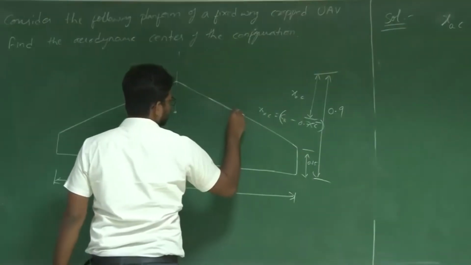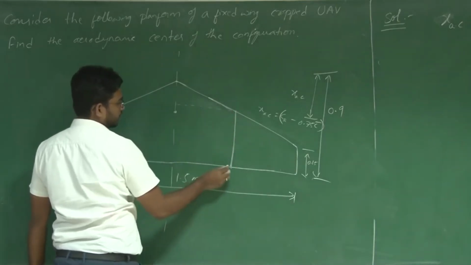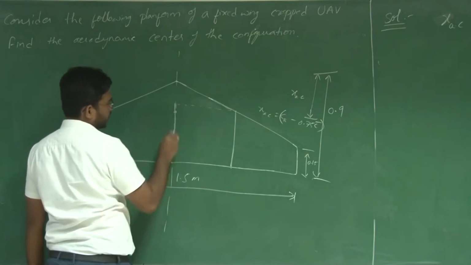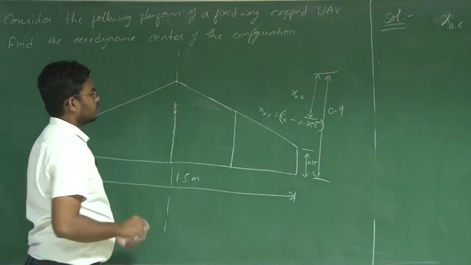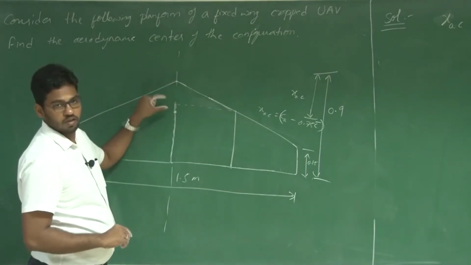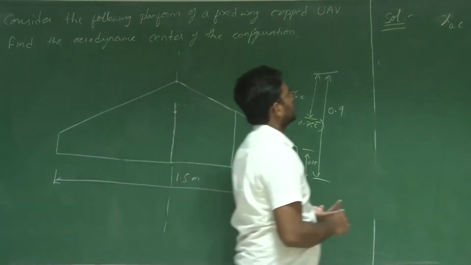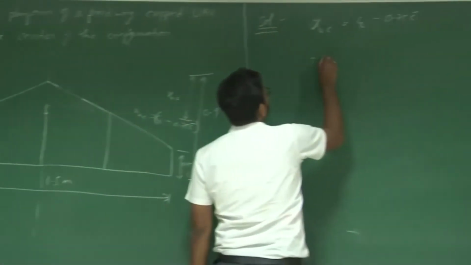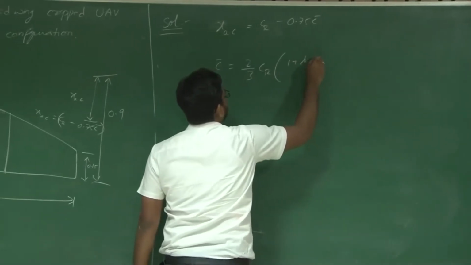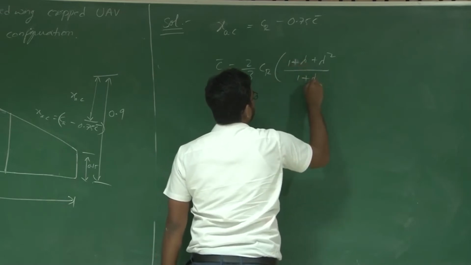So say this is your mean aerodynamic chord, right? Project this mean aerodynamic chord onto the root chord and take 25% of this mean aerodynamic chord, so that you will get the corresponding distance, which is CR minus C bar plus 0.25 C bar, which is CR minus 0.75 C bar. Now to find out C bar, you need 2/3 root chord into 1 plus lambda square divided by 1 plus lambda.